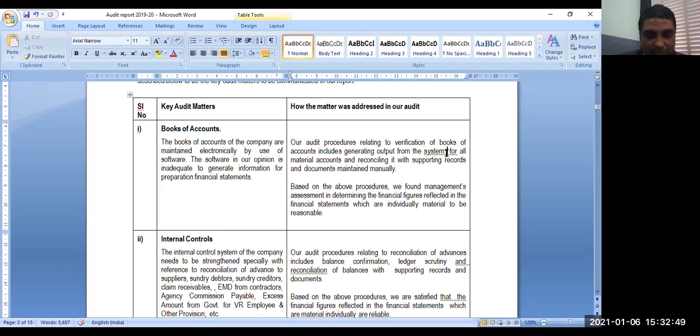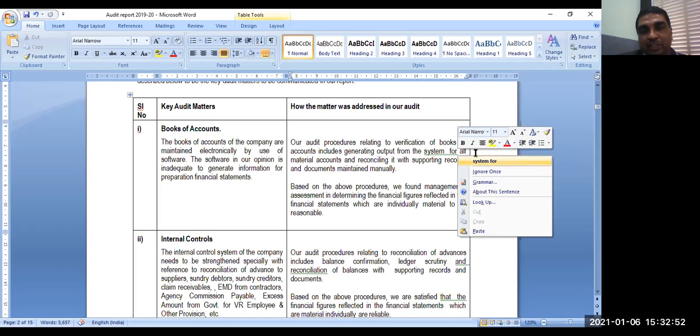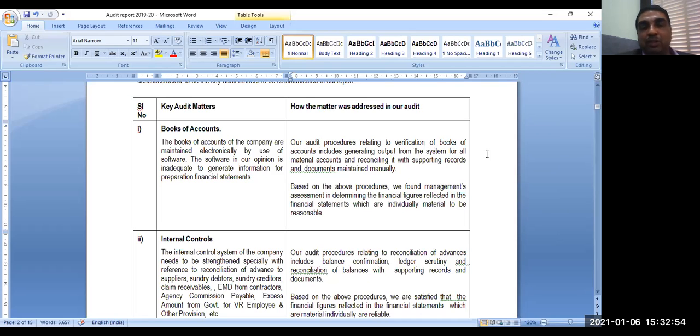You can refer to any company's latest audit report, or the previous year's audit report. These things may not be there in older ones because these are certain latest developments. But if you see the latest audit report of a company, you can find this is one part of the audit report. You see, the first point, one of the KAM or key audit matters, is that the books of accounts of the company are maintained electronically by use of a software. The software, in our opinion, is inadequate to generate information for preparation of the financial statements. This is definitely a significant matter.